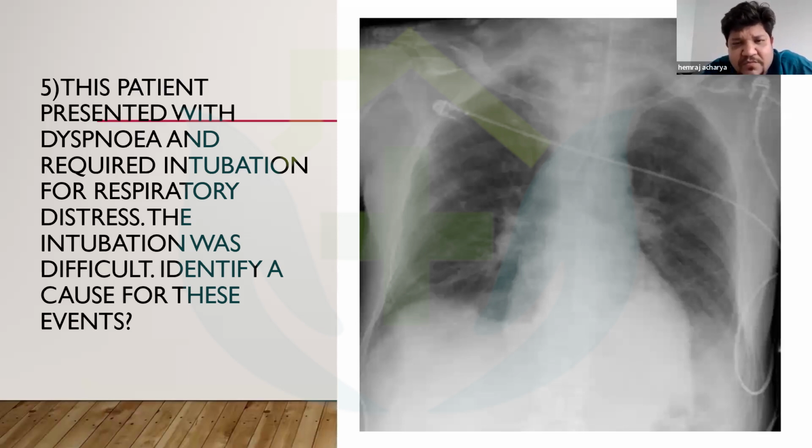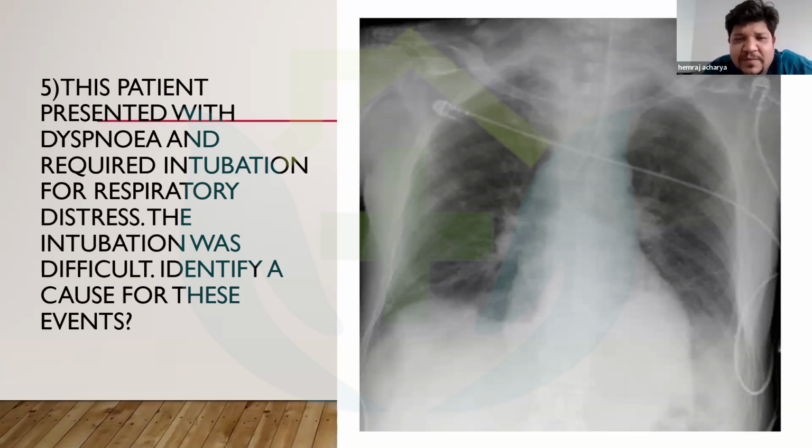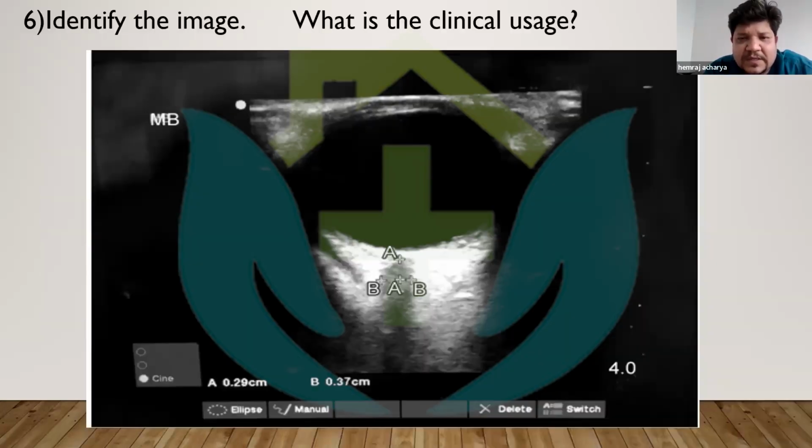Sir, there is a deviation of trachea to the left side. Okay. Tracheal deviation is on the left side, in which we can see the tube also. Tube is going from the left side. The question is, what is the cause of the difficult intubation? Sir, it can be a mediastinal mass or retrosternal goiter compressing the trachea on the left side, sir.